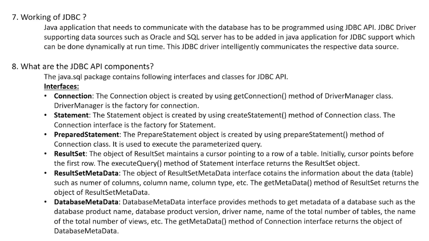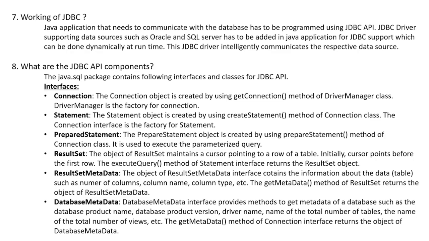Prepared statement. The prepared statement object is created by using prepareStatement method of connection class. It is used to execute the parameterized query. Result set. The object of result set maintains a cursor pointing to a row of a table. Initially, cursor points before the first row. The executeQuery method of statement interface returns the result set object.